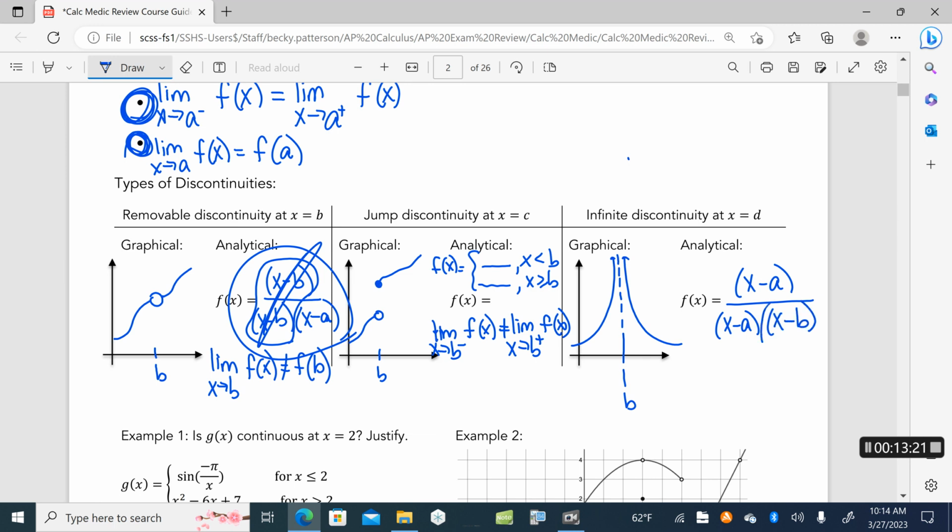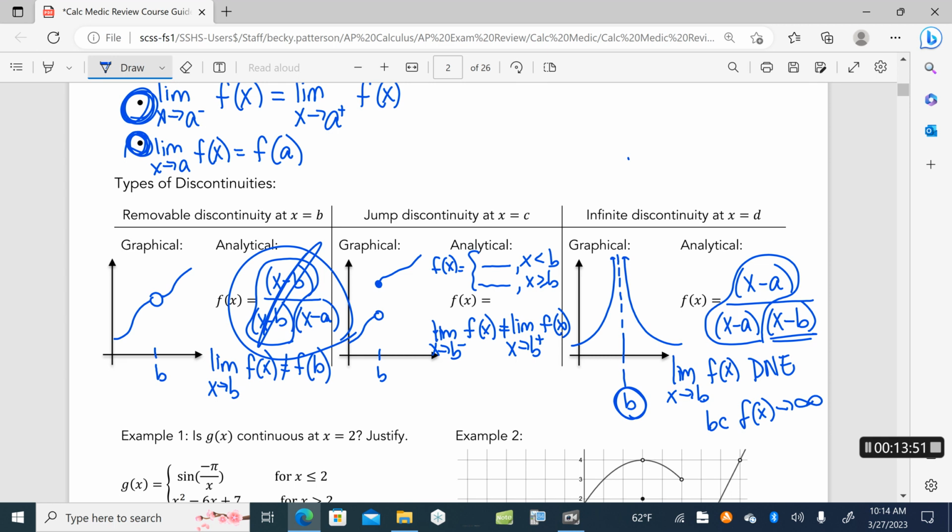So I can see that this would be removable at a, but at b, I have a vertical asymptote. So I'm going to say that the limit as x approaches b of f of x does not exist, and my reasoning is because f of x tends towards infinity.